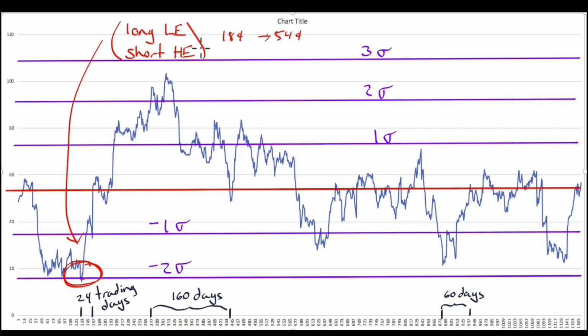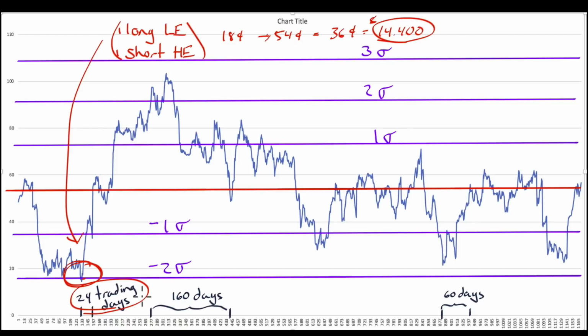And per contract, let's say I do one LE and one HE, that's $400 per cent. And what do we have here? We have a 36 cent spread. So my potential on this one here is $14,400 per contract. And we saw that it only took 24 trading days to get that done.